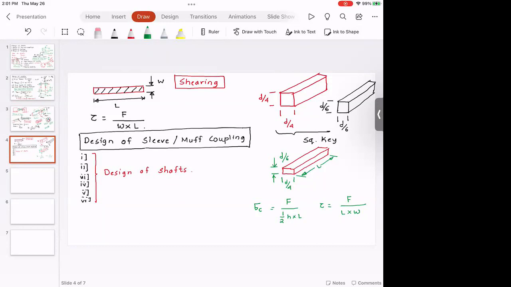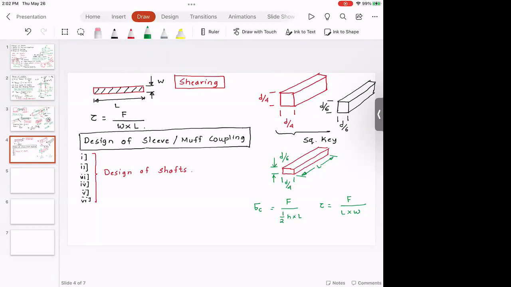At this point, we have two equations. So here is what you can do. You can find out the value of L from sigma C is equal to F divided by 1/2 H. Find the value of L. Do you agree with me? And then check if, for this computed value of L, tau is less than the design shear stress for the key. Everyone understood this?